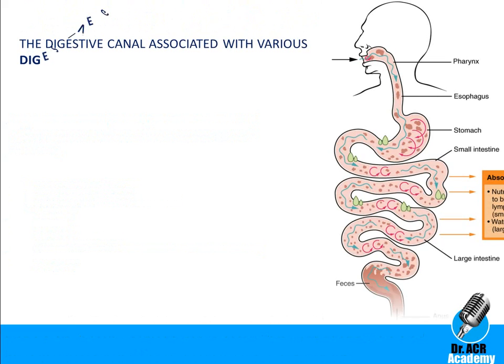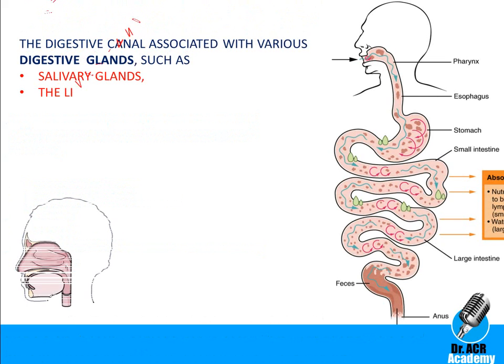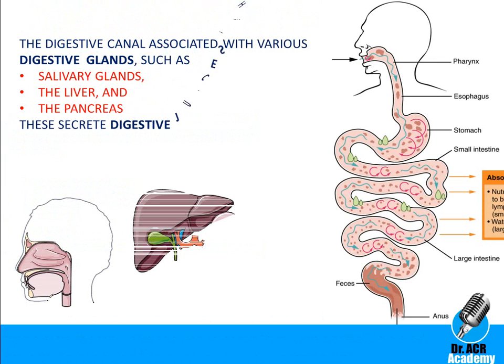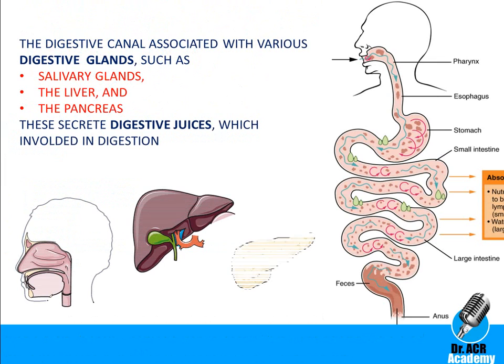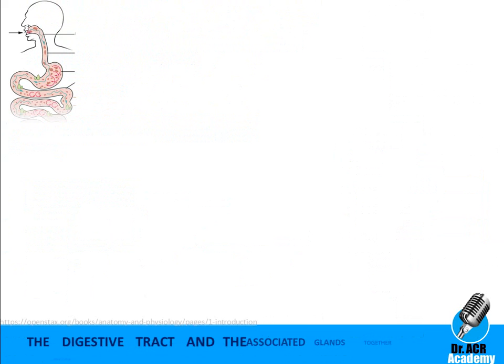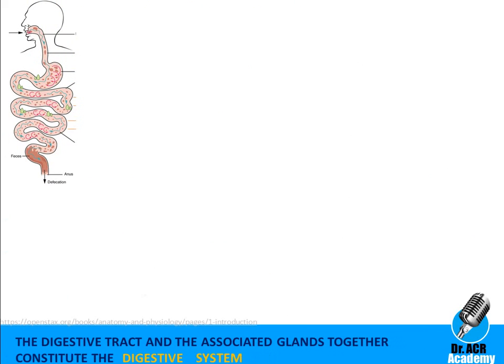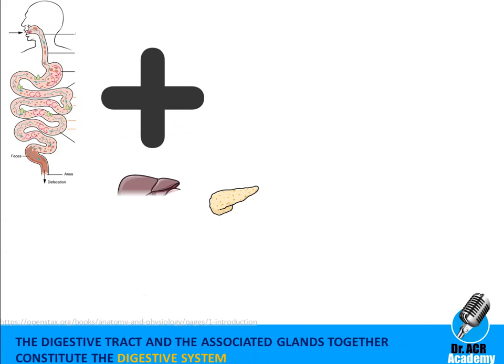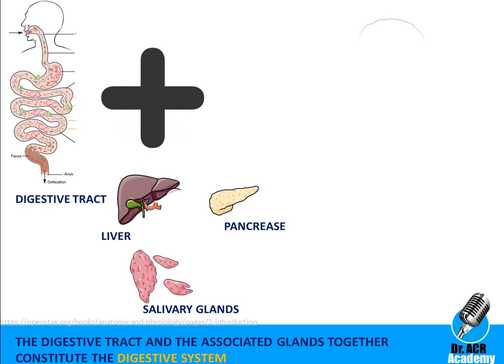The digestive canal is associated with various digestive glands such as salivary glands, the liver, and the pancreas. These secrete digestive juices which are involved in digestion. The digestive tract and the associated glands together constitute the digestive system.